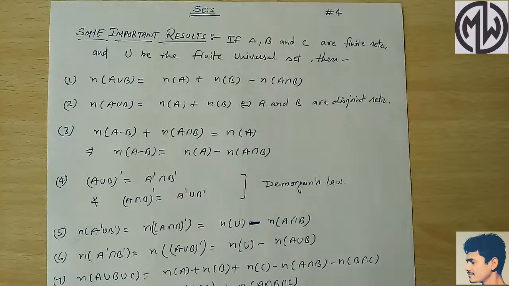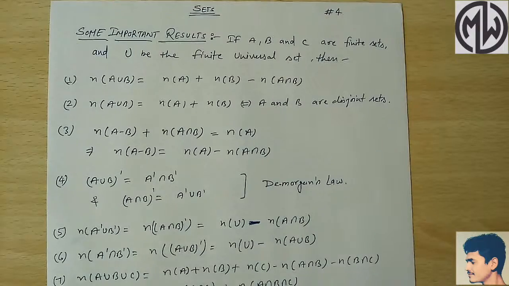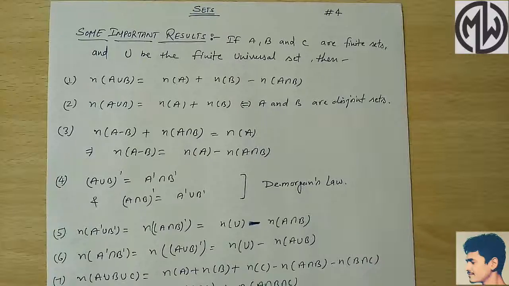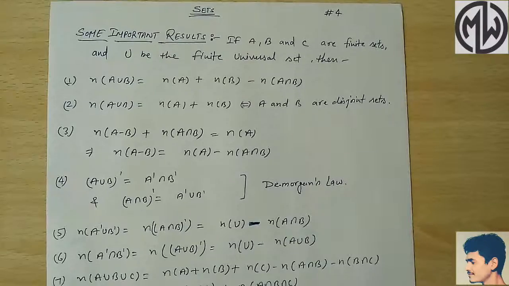Okay, now in this last part, we will discuss some important results. I think you have to remember these results so that you can solve the examples of your NCERT and questions easily. Alright, so let's start. Our first result is: number of elements in A union B is equal to number of elements in A plus number of elements in B minus number of elements in A intersection B.